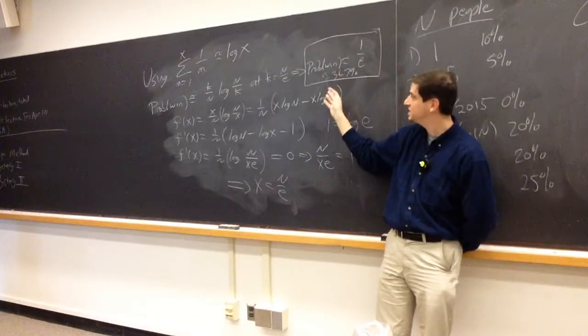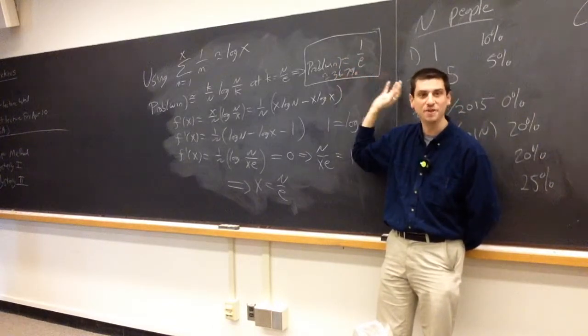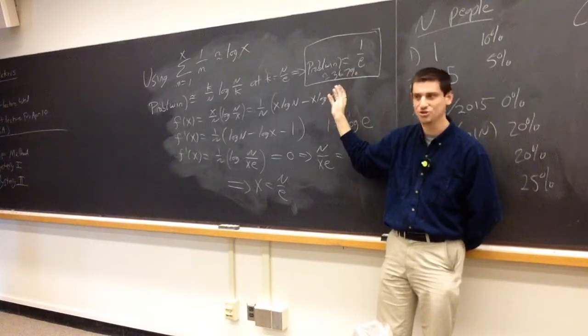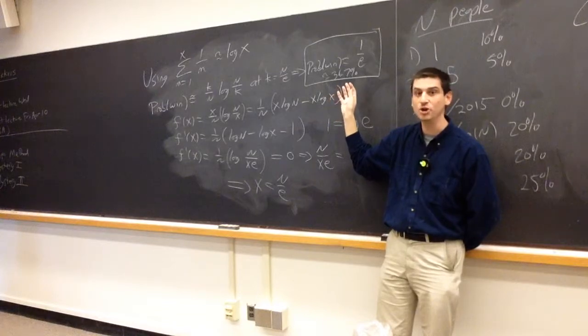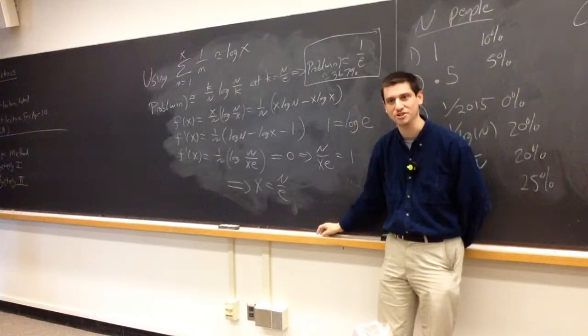All right. 36.7% chance of the best candidate just by looking at the first couple and doing first one better. And there's no better strategy. This is the best strategy.